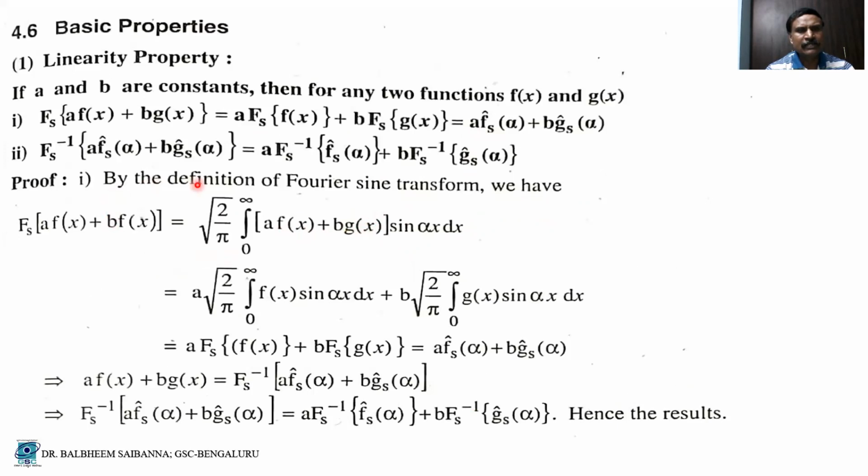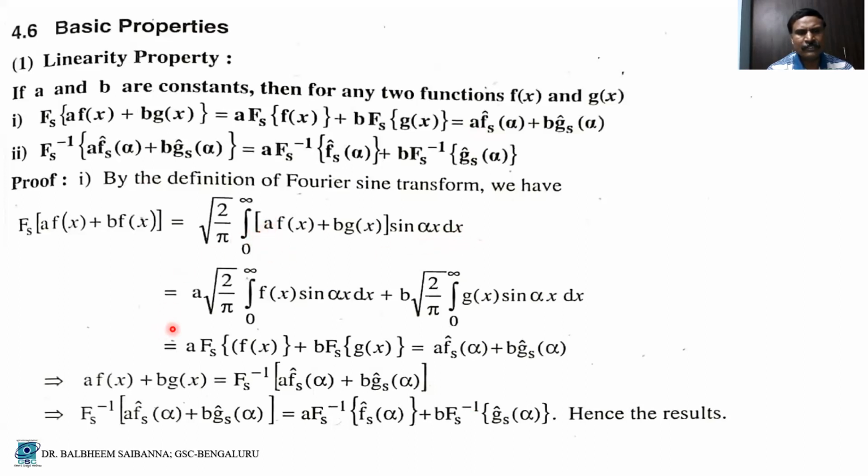Now here, by definition of the Fourier sine transformation, we have Fs of a f of x plus b g of x equals root of 2 by pi, integral 0 to infinity. Wherever f of x is there, we write a f of x plus b g of x, times sine alpha x dx. This is from the definition. We have a sum of two terms here. Write the sum of two terms in terms of the sum of two integrals, writing the integrals separately.